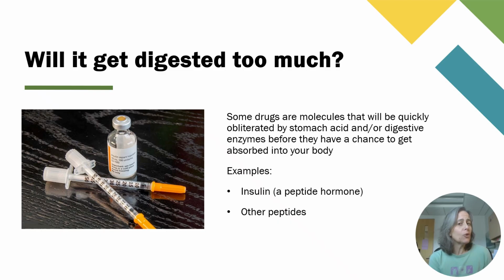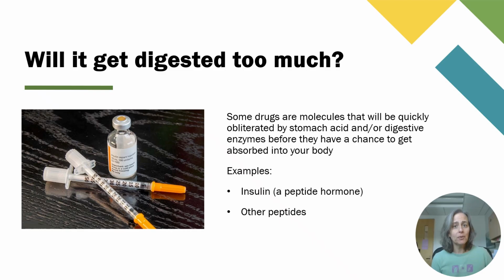One is, are we going to digest it too much? Our digestive system breaks molecules down into their smaller components so that they are small enough for us to absorb them. Now, some drugs cannot survive those processes long enough to get absorbed into our bodies. An example would be insulin.